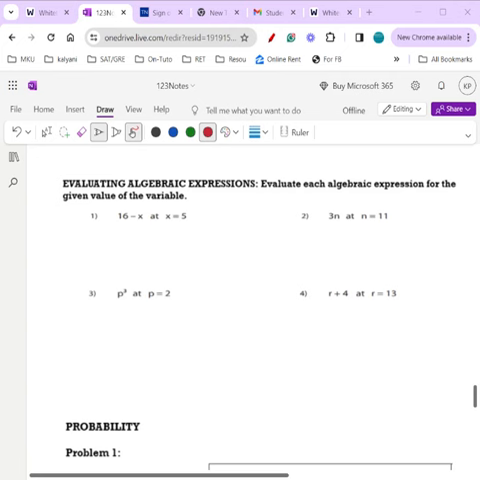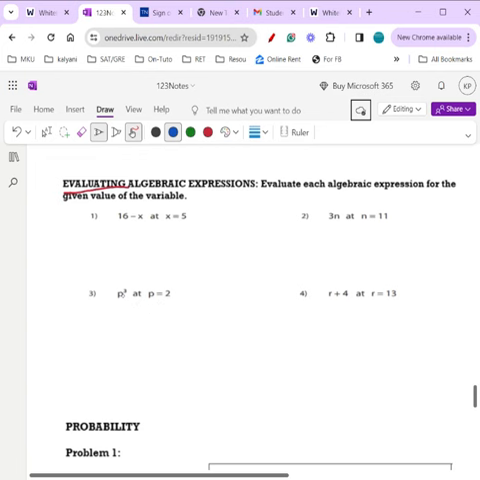Next one, algebraic expressions. Again, it says evaluate. Anytime you see evaluate, you're finding the value. So all you have to do is replace the letter with the given number, and then do the math. I'm going to do the number 3. You can do the rest of them.